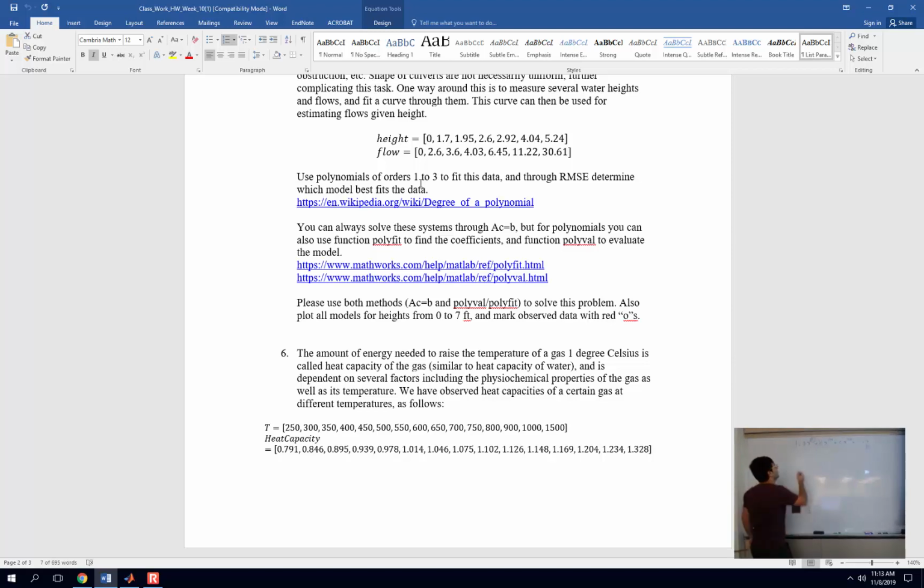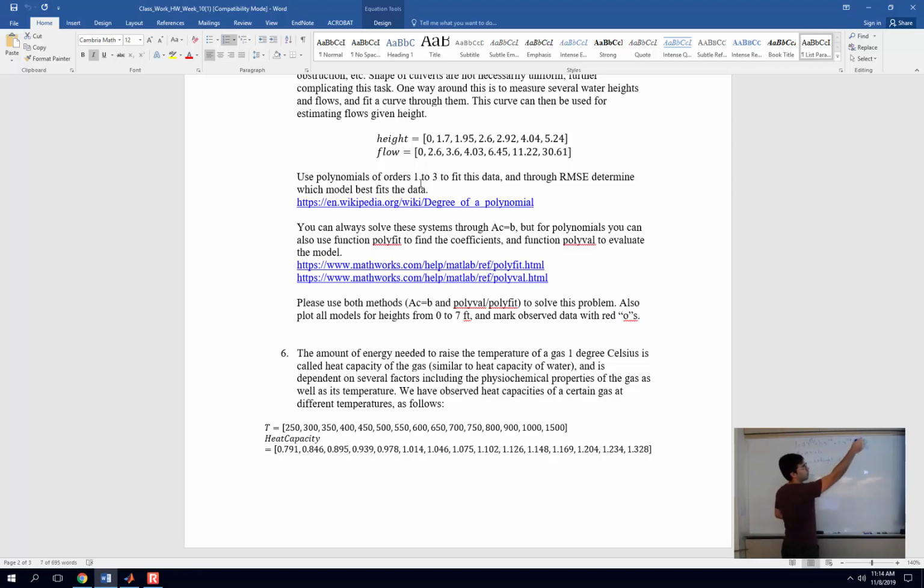Polynomial of order 1 is a times x plus b. In this case, flow is equal to a times height plus b. A times height plus b is equal to flow. Now, if you want to solve this using a and b, you know how to do it, right? Why don't you do it right now?